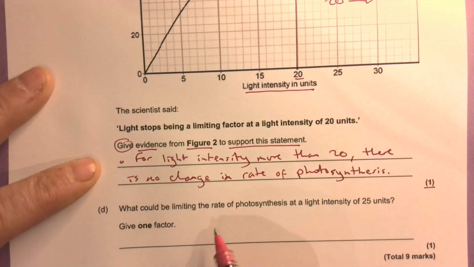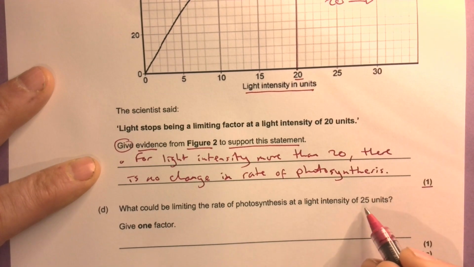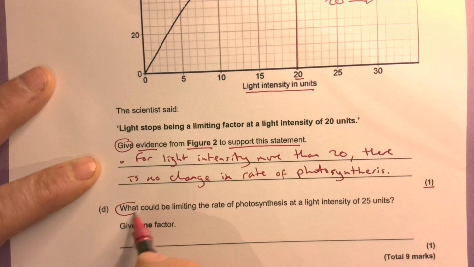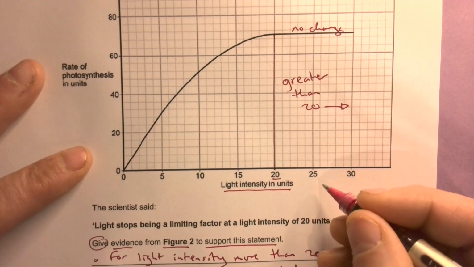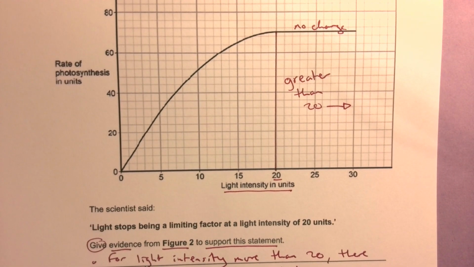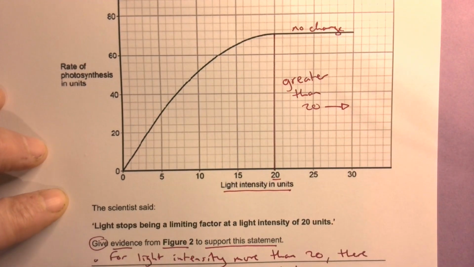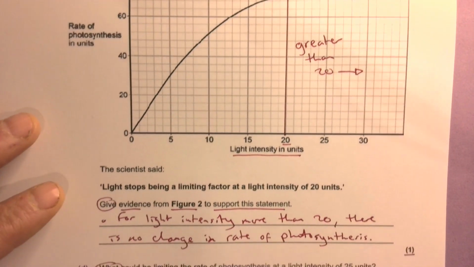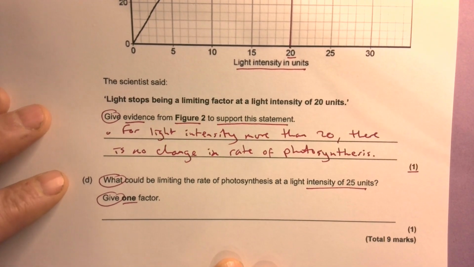What could be limiting the rate of photosynthesis at light intensity of 25 units? Okay, and give one factor. So what it's saying there is why on earth isn't the obviously 25 units, the more light, the more photosynthesis you should get, but here it's saying even if I increase the light more and more, it's not changing the rate of photosynthesis. So it could be there's some other factors there that are preventing it from increasing even further.